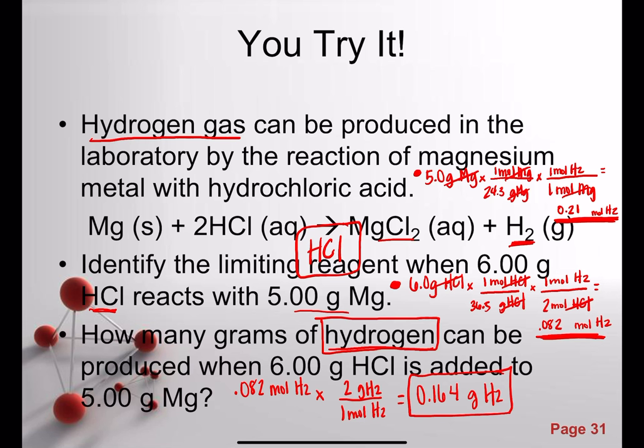So that was the smaller number there, which means that the HCl was the limiting reagent. Okay? So then the question asks us, like the other one that we did, how many grams of hydrogen can be produced? And so I took this 0.082 moles of hydrogen and I just converted it to grams. And so you should have got 0.164 grams of hydrogen would be produced. So I hope you all got that.